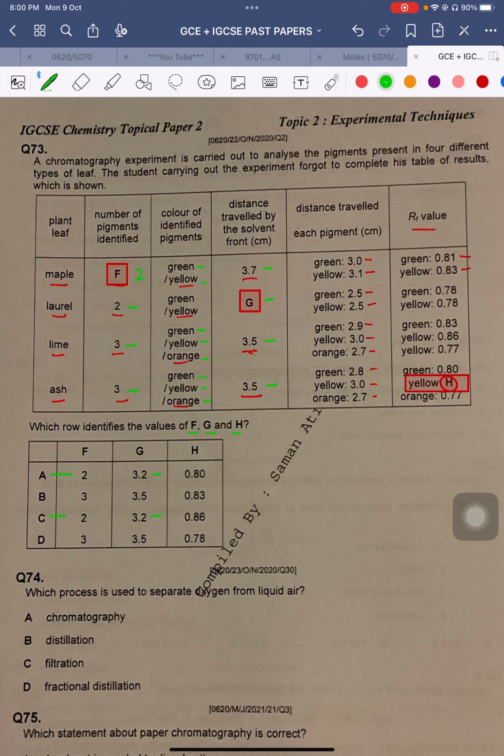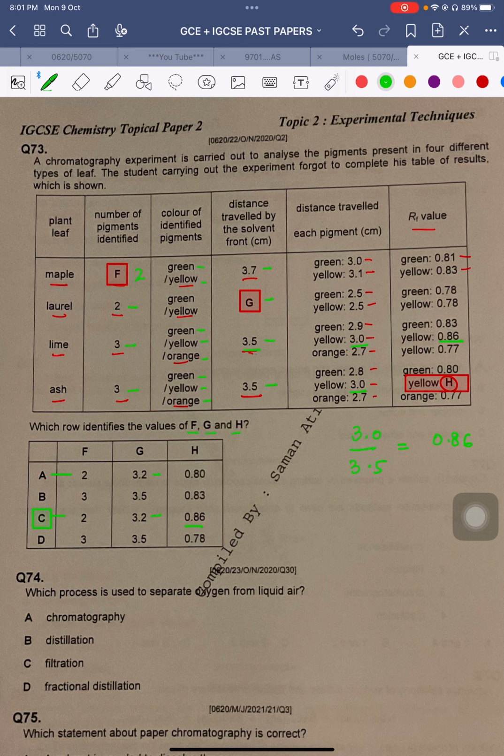You can see it is 3 divided by 3.5. It can be either 0.8 or 0.86. You have to divide 3 by 3.5, so the answer will be 0.86. It is the C option, guys. Because 3 divided by 3.5 is 0.86.